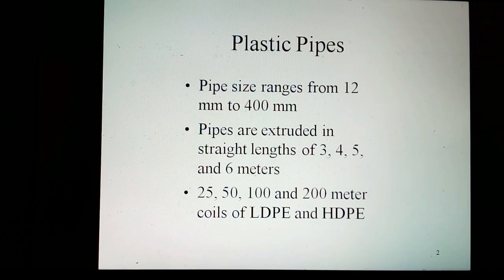However, in the size range from 12 to 400 millimeter, pipes are extruded and are generally available in 3 meters, 4 meters, 5 meters, and 6 meters straight lengths, and 25 meters, 50 meters, 100 meters, and 200 meter coils for LDPE and HDPE.